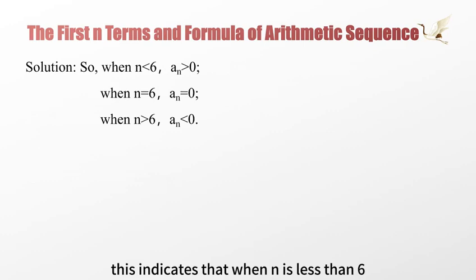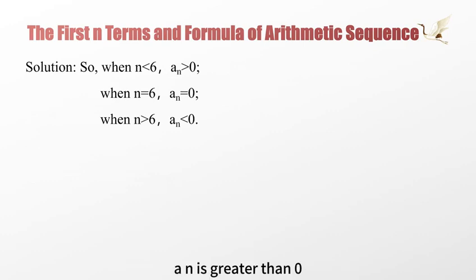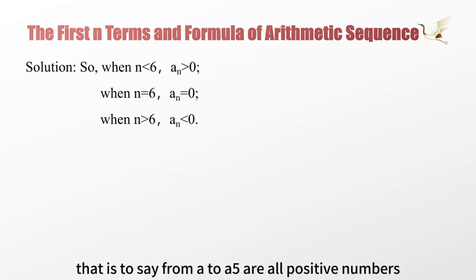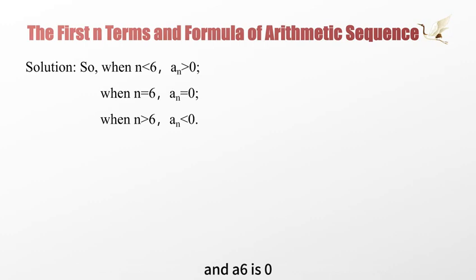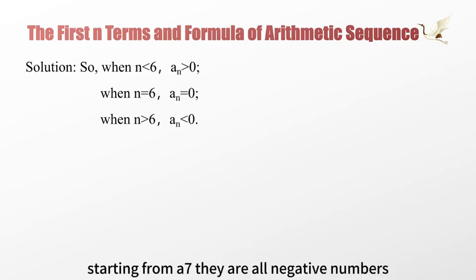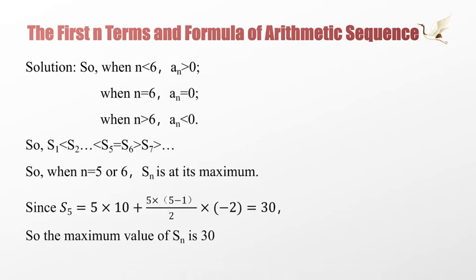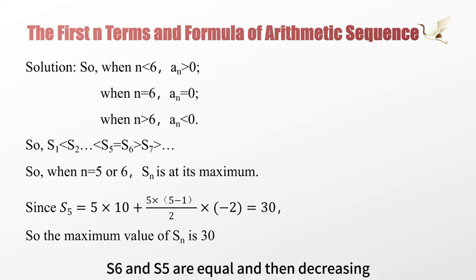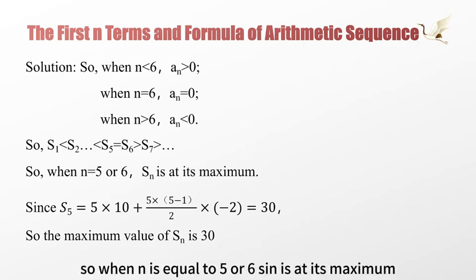This indicates that when n is less than 6, an is greater than 0; when n is equal to 6, an is equal to 0; and when n is greater than 6, an is less than 0. That is to say, a1 to a5 are all positive numbers, and a6 is 0. Starting from a7, they are all negative numbers. So S1 to S5 is increasing, S6 and S5 are equal, and then decreasing. So when n is equal to 5 or 6, Sn is at its maximum.